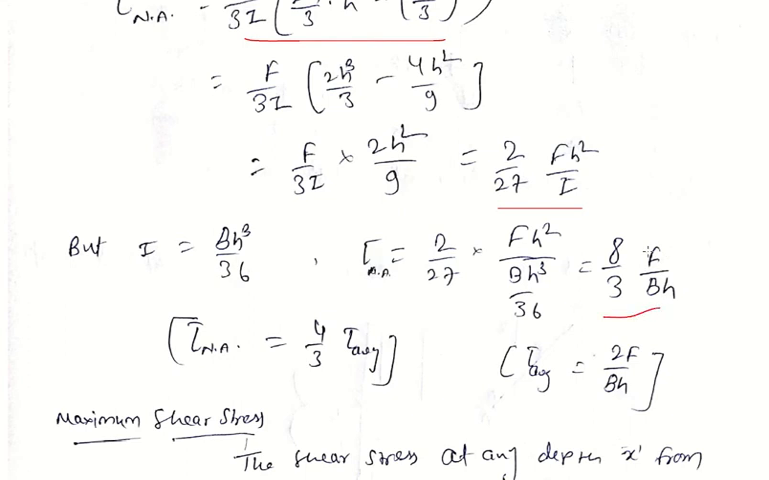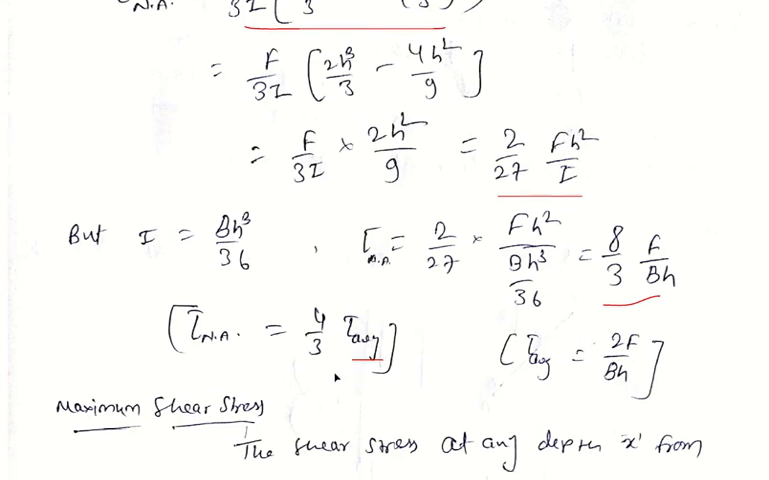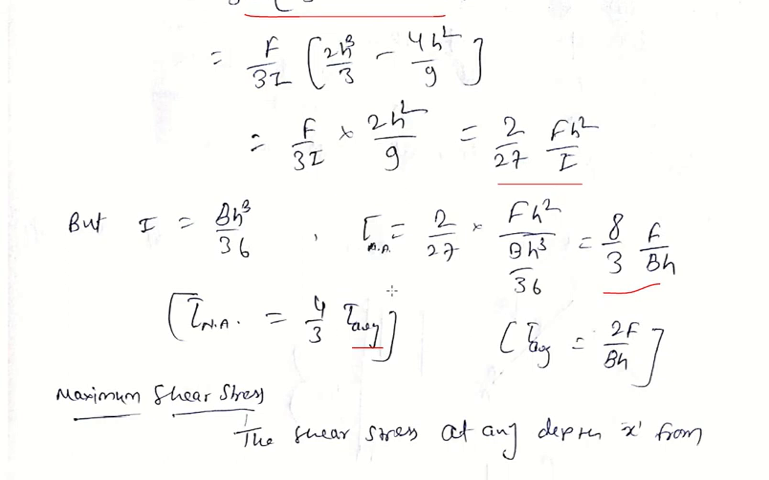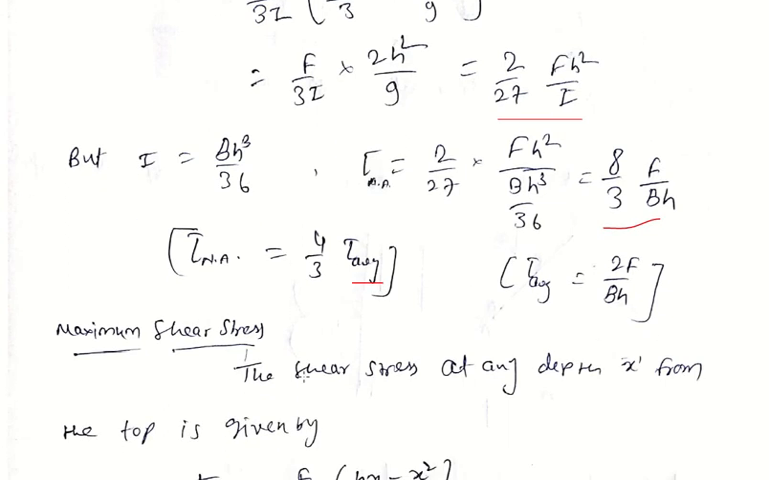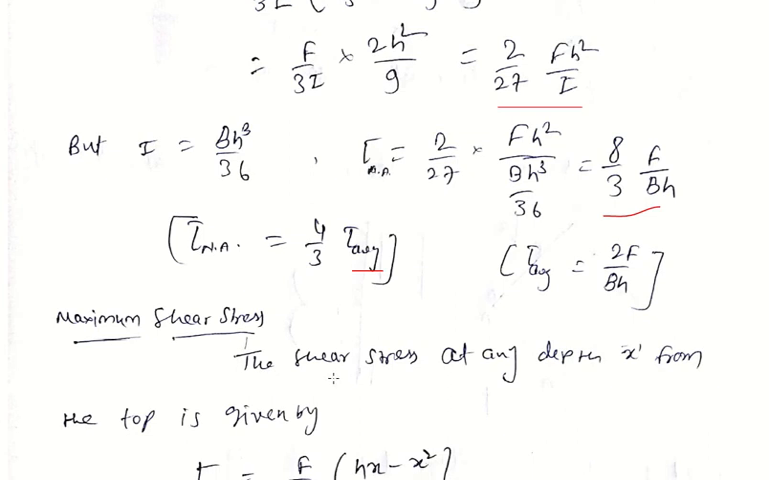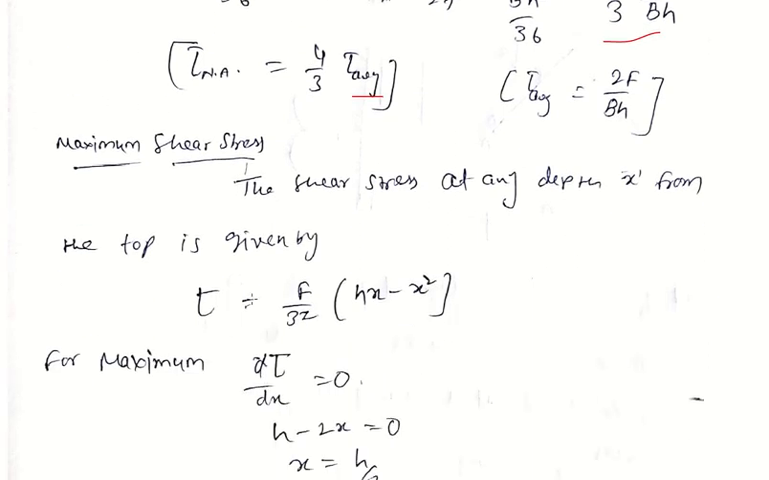Now we know shear force divided by the area of the triangular section is the average shear stress. So the shear stress at the neutral axis in terms of average shear stress is 4 by 3 tau average. Now we find out the maximum shear stress. So the maximum shear stress at any depth x is the equation we already found. Here is the shear stress equation, tau equals F by 3I, h x minus x square.